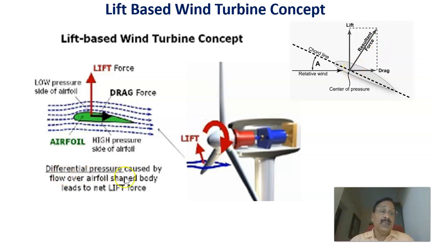This is a windmill in which the lift force that rotates the blades is coupled to the generator. So this is actually a horizontal axis wind turbine system in which the lift force will be rotating the blade.